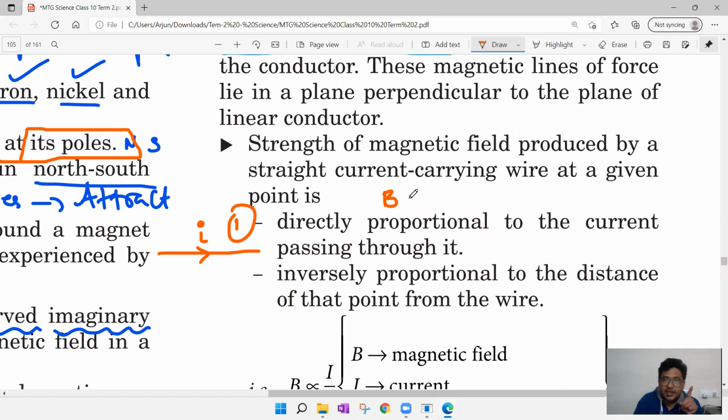That magnetic field is directly proportional to the current I passing through it. If you increase the value of current, the strength of the magnetic field can also be increased. If you decrease the strength of the current in the conductor, automatically the strength of the magnetic field will also decrease. So both are directly proportional to each other. If you increase current, the strength of the magnetic field can be increased.